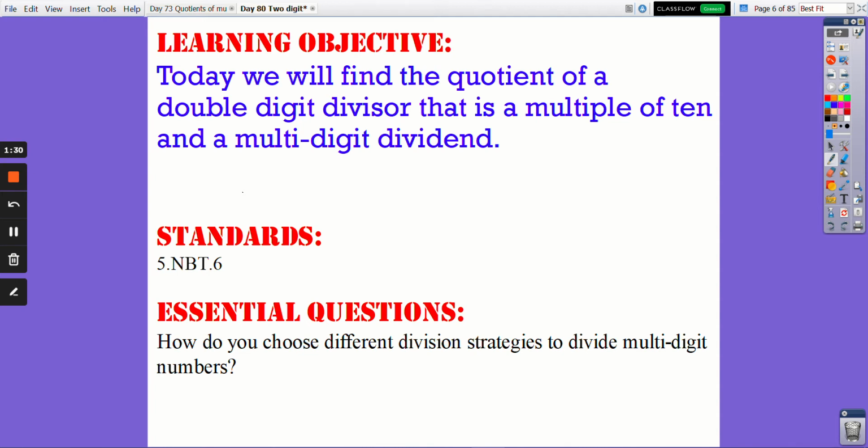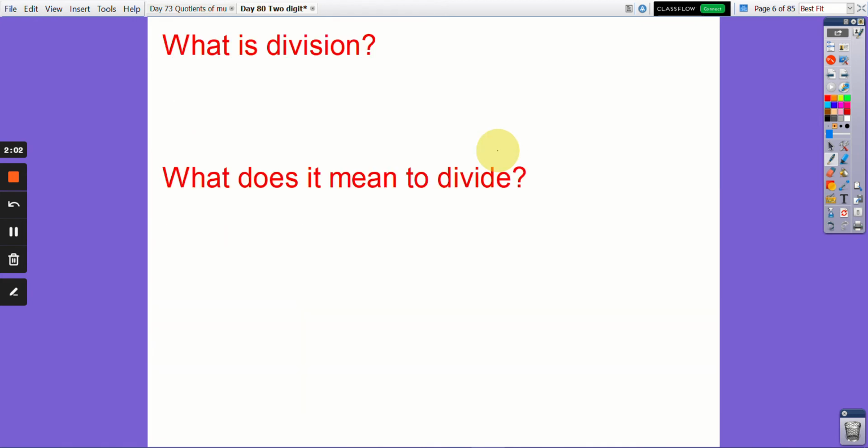Okay, so today we're going to use some of those skills to help us with the quotient. Remember, when we're finding the quotient, we're finding the answer to a division problem. We're using a double-digit divisor, and we're still talking about multiples of 10 with a multi-digit dividend. So we've got a big dividend, a 2-digit divisor that is a multiple of 10, and we're going to use partial quotients to solve these today.